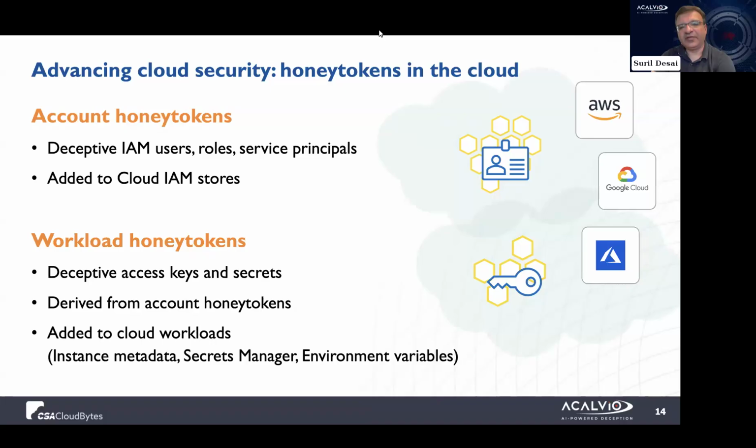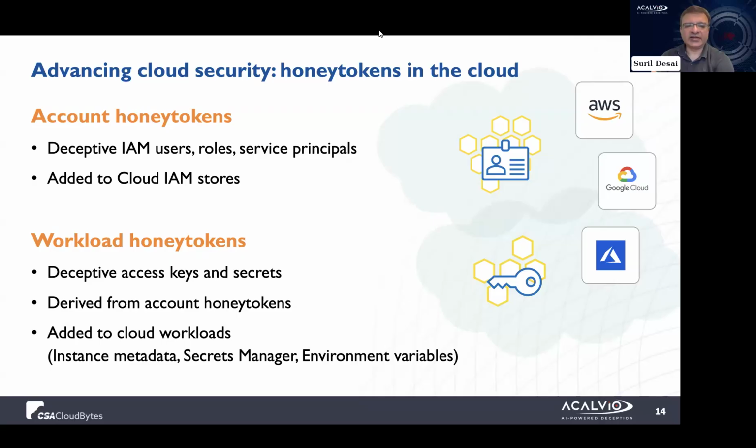Now, from a defender's perspective, the objective is to advance the state of cloud security. For that objective, an excellent defense approach that can be considered is what is known as honey tokens. By deploying honey tokens in a cloud environment, the defender gets the ability to detect a wide variety of threats. Honey tokens can be of many different types. They can be account honey tokens, for example, deceptive identity and access management users, service principals, and roles. These can be added to the cloud IAM stores.